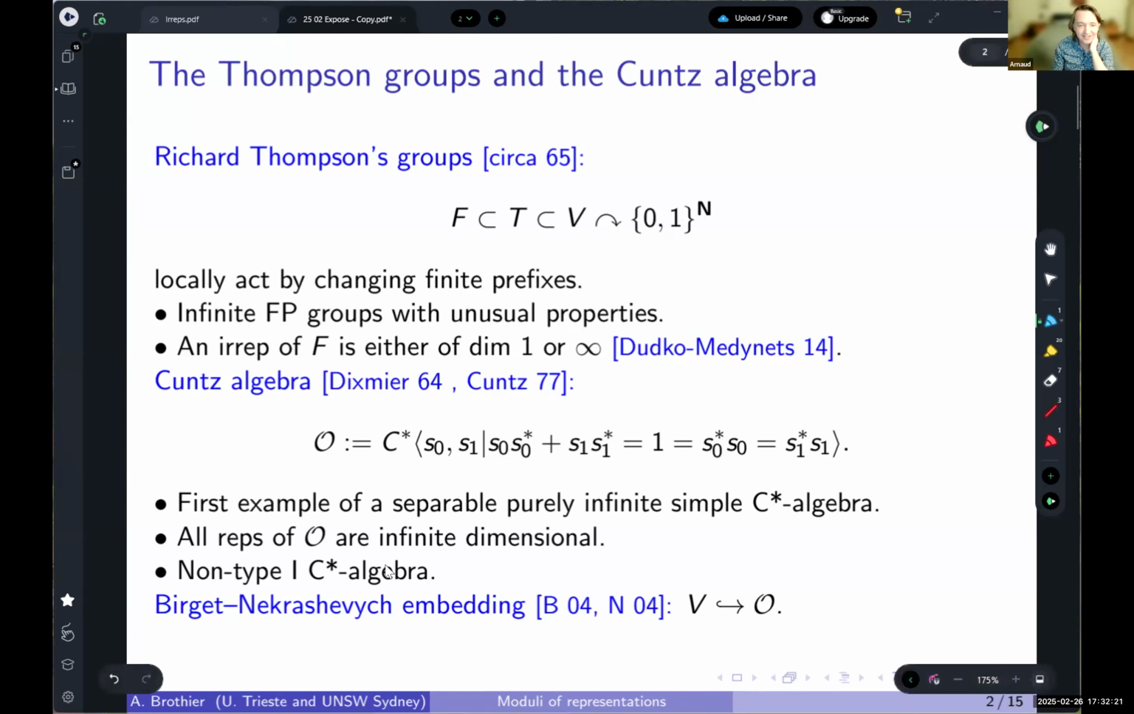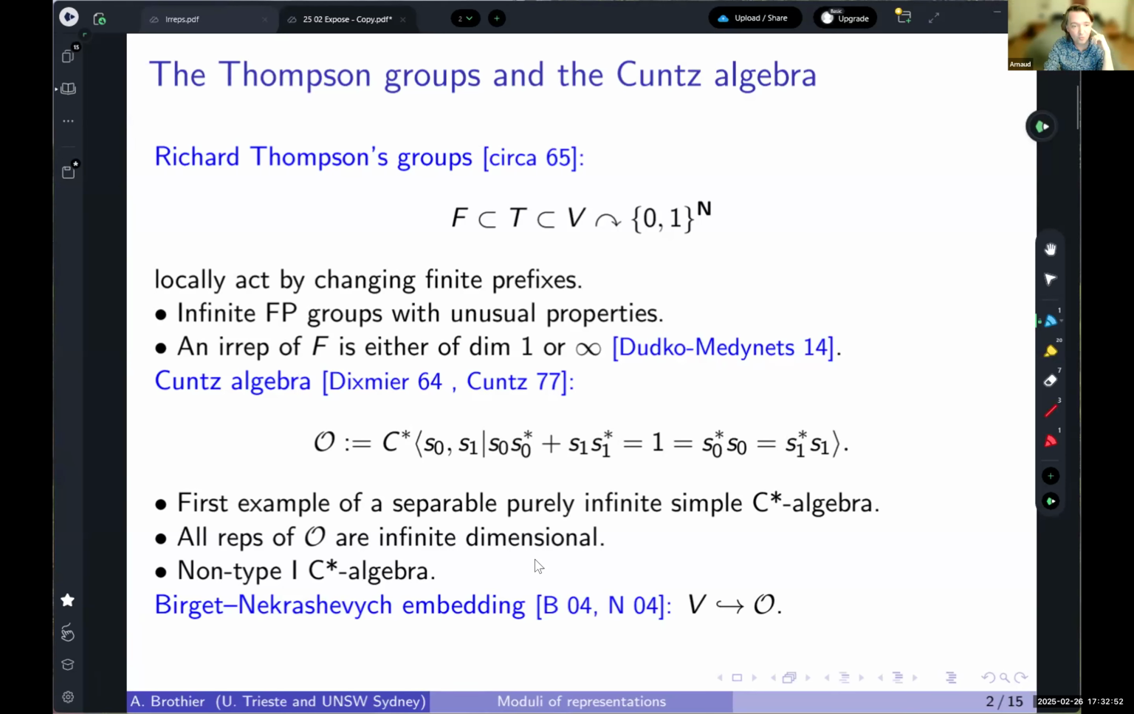And one last thing, and this is really to sell all my theorems that I'm going to talk about, is that this is a non-type 1 C*-algebra. So this means that there are some representations that will generate type 2 and type 3 von Neumann algebras. And why is it interesting from a representation theoretical point of view? Well, it comes from a theorem of Glimm from 61 in the Annals, actually.